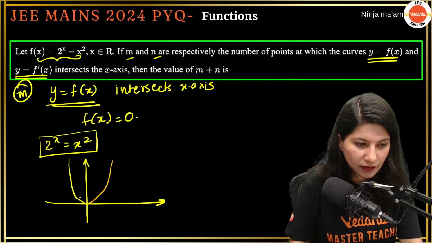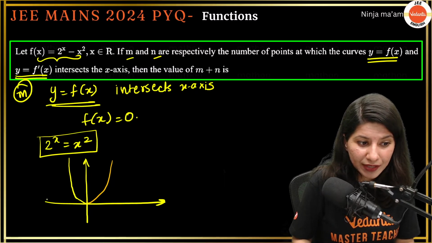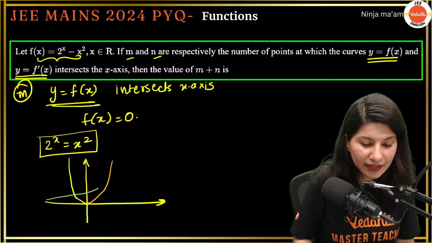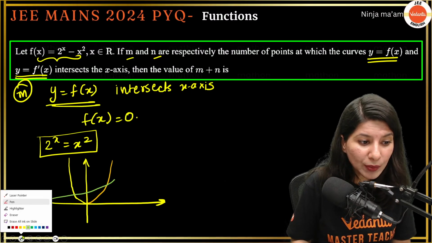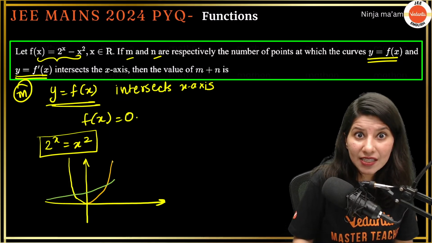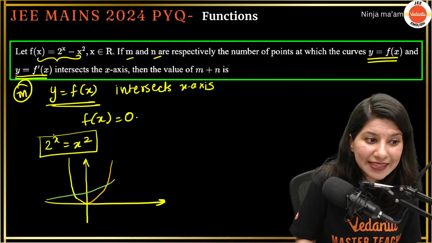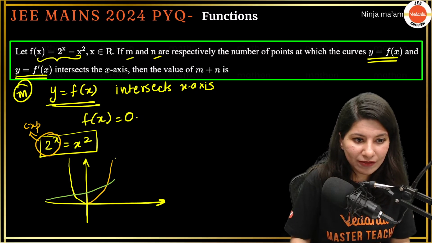Okay. This is your x square. What about 2 raised to power x? So 2 raised to power x will go like this. Now you must be wondering, ma'am, what will happen after this? This though we know, but what will happen after this? Remember, 2 raised to power x is an exponential function, and x square is just a parabolic function, okay?